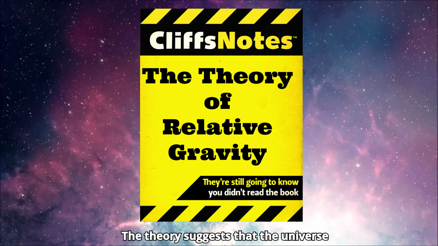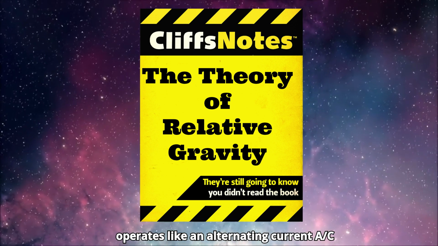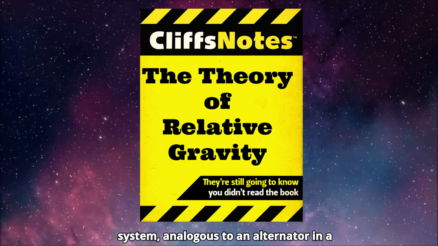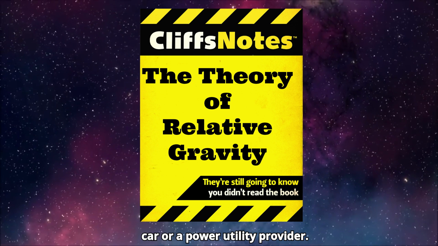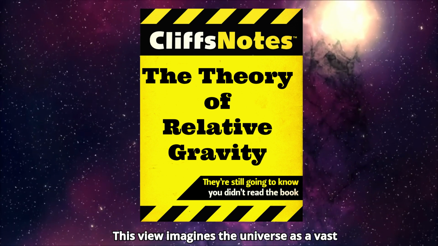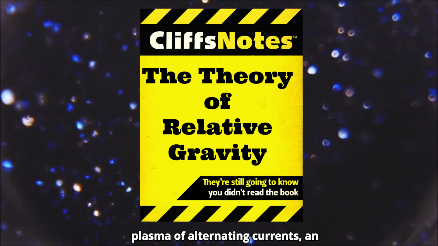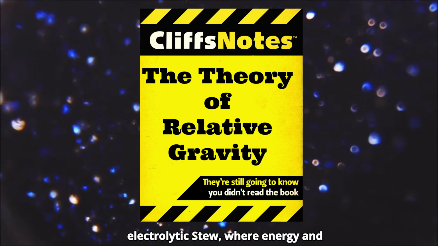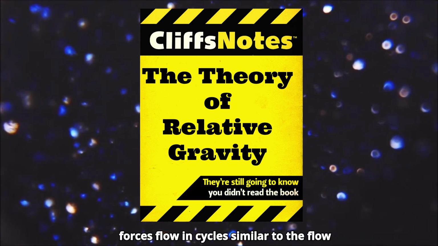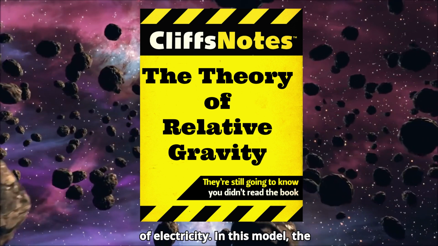The theory suggests that the universe operates like an alternating current, AC system, analogous to an alternator in a car or a power utility provider. This view imagines the universe as a vast plasma of alternating currents, an electrolytic stew, where energy and forces flow in cycles, similar to the flow of electricity.